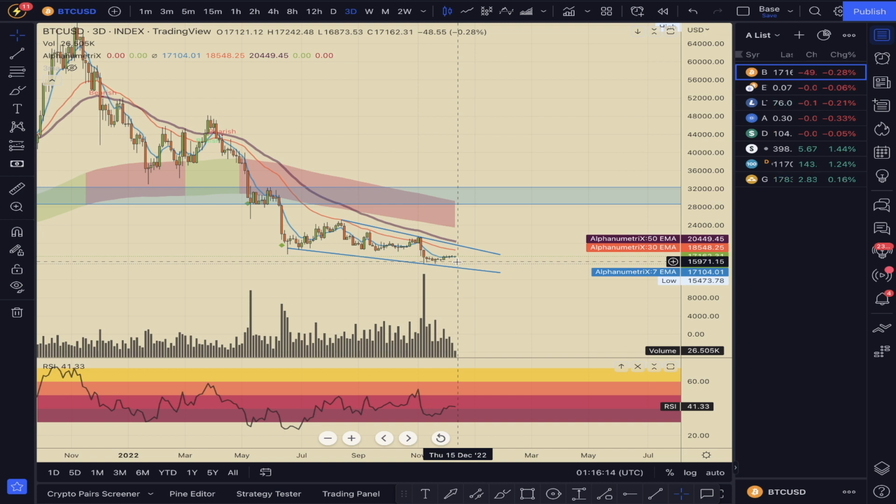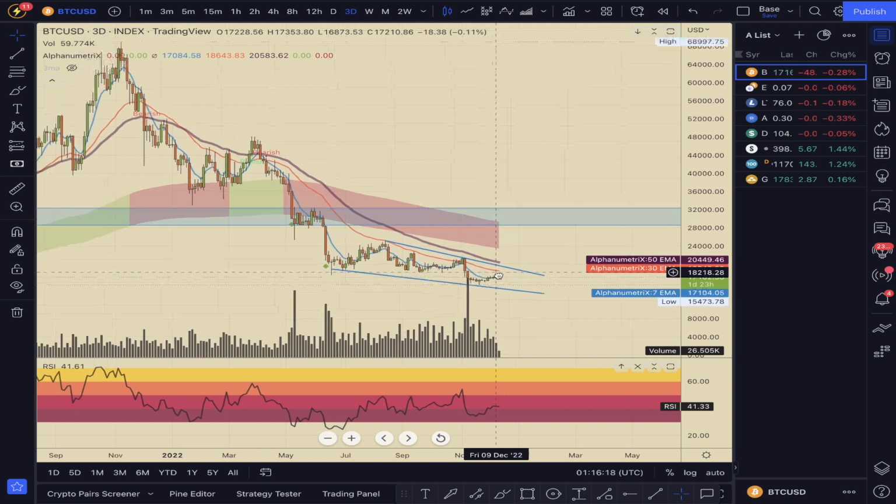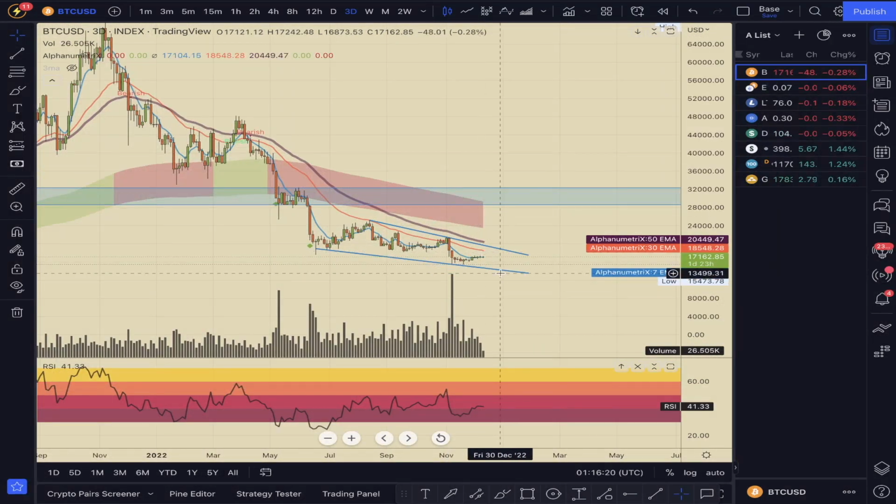My thought here is that I think we do get a rejection here at the 7 and revisit the bottom of this channel right here, probably around $15,000, something like that. 50 points in, we could break up for a couple days. Yeah, it's plausible.